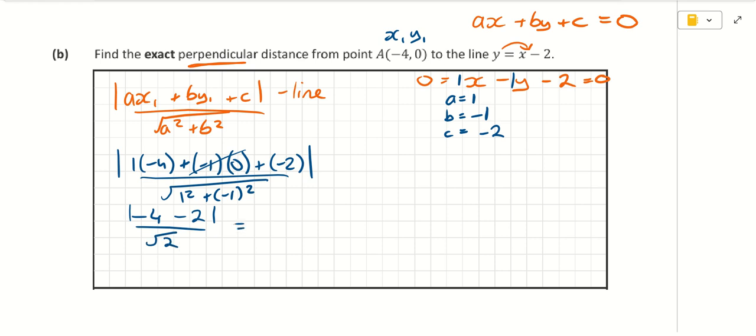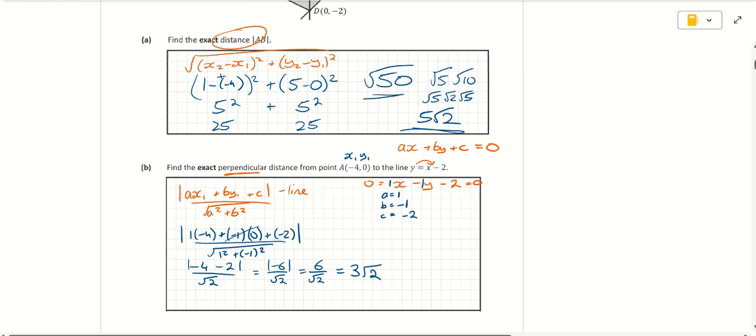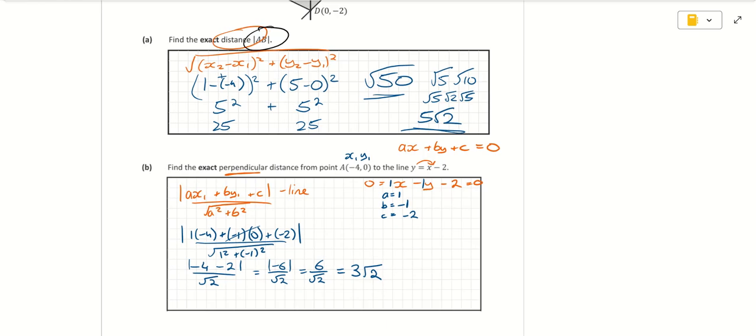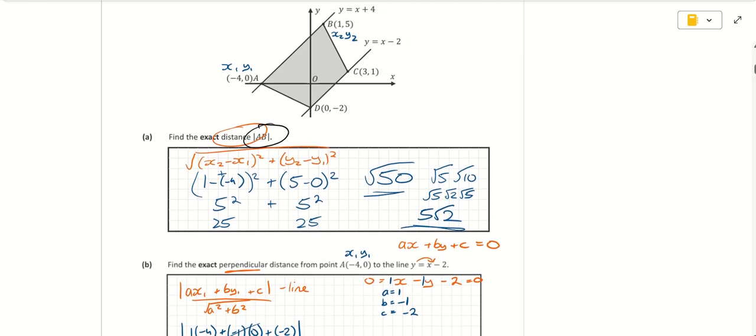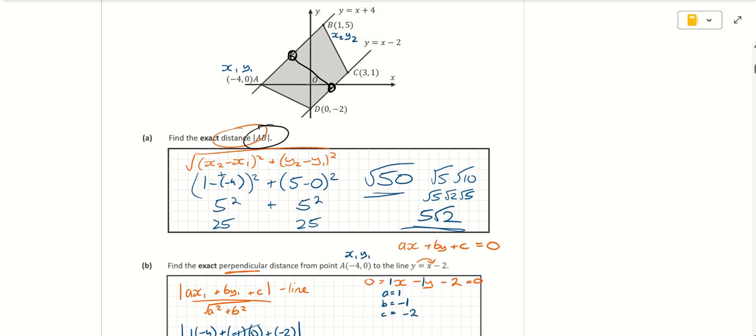So minus 4 minus 2 gives you minus 6. So the absolute value of minus 6 over root 2, which is the same thing as just 6 over root 2, which if you put into your calculator, it will simplify itself to 3 root 2. Okay, so again, it's just straight into the formula, nice simple coordinates question. Now, so you've got an exact distance, so you've got AB, and we've also got the distance from like here to here. It's like an exact perpendicular distance. That's what you're after finding out.